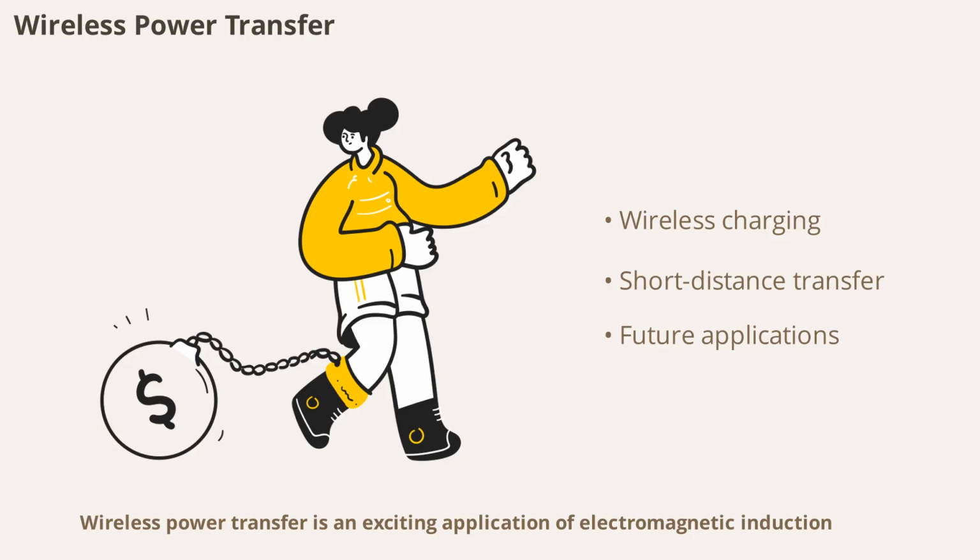Wireless power transfer is an exciting application of electromagnetic induction. By using coils and alternating currents, energy can be transmitted without wires over short distances. This technology is already used in wireless phone chargers and is being developed for electric vehicles and other applications, promising a future with fewer cables and more convenience.